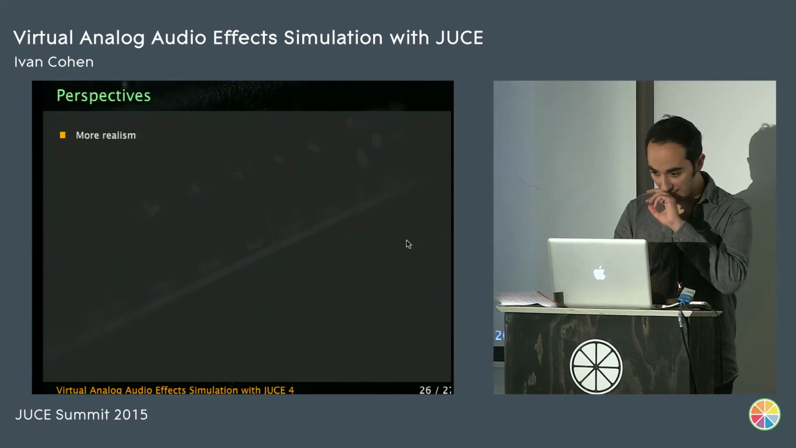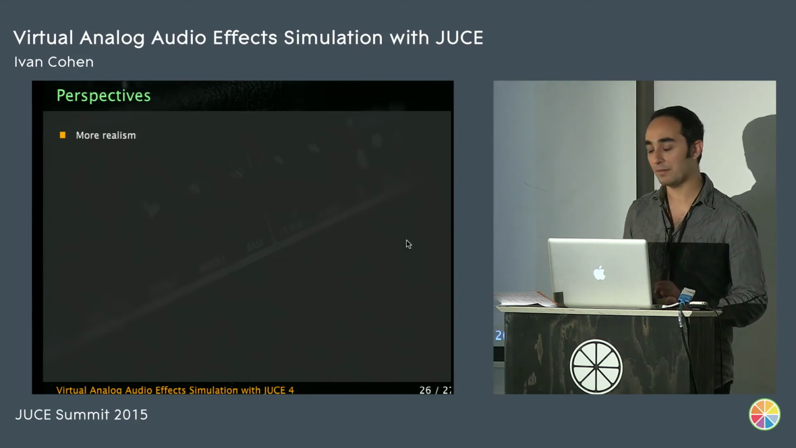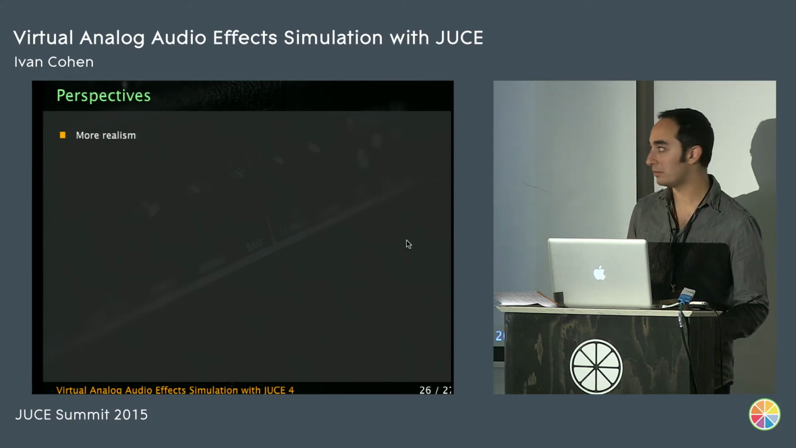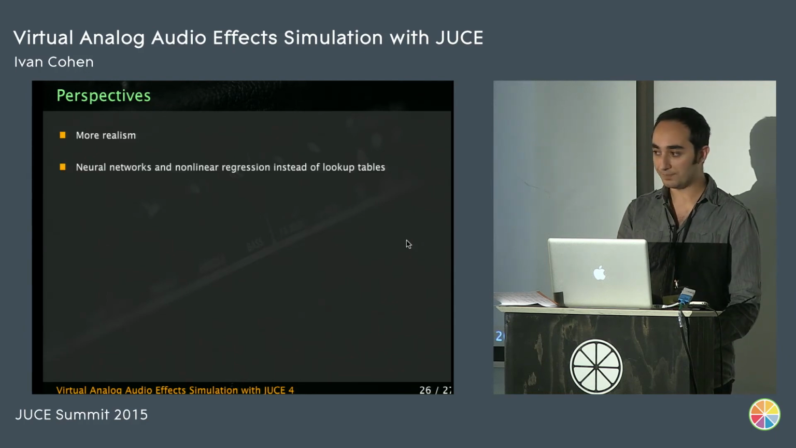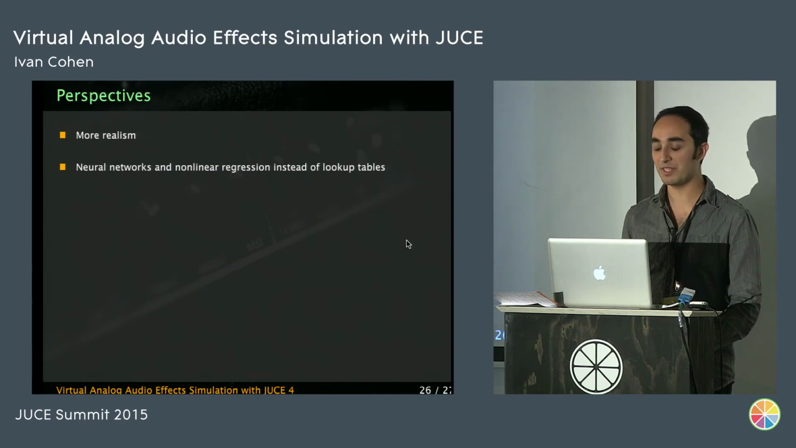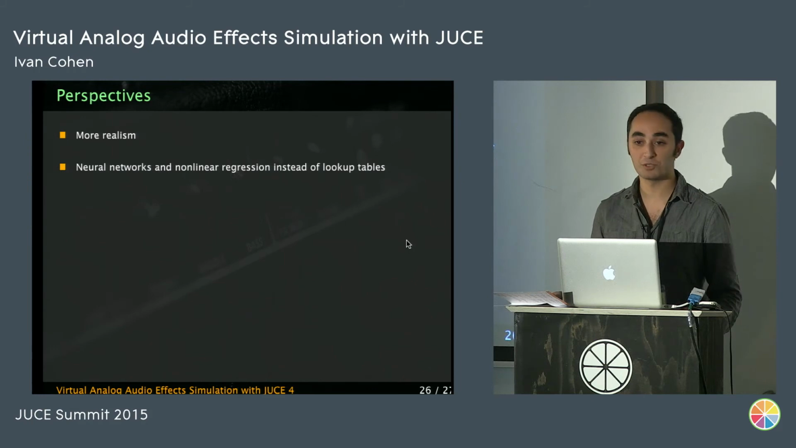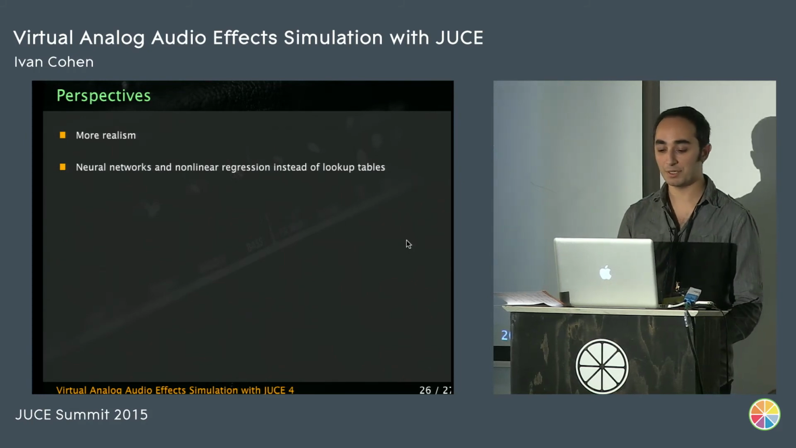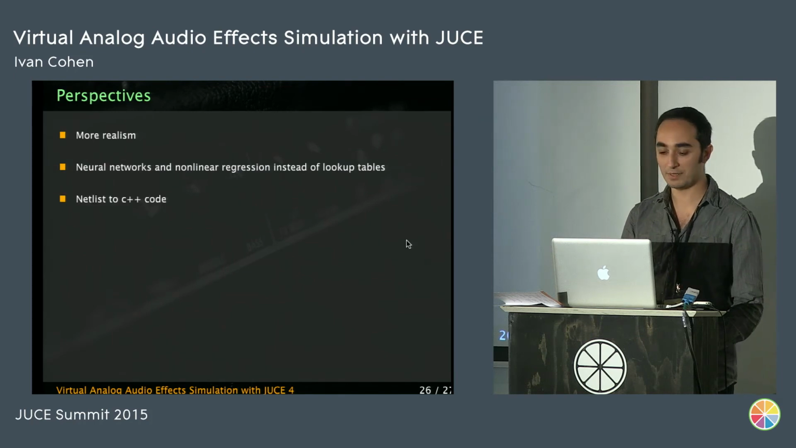I just want to say that there are a lot of things going on right now in this area in the scientific domain. Some people are still trying to get more realism from their simulation. And we have a lot of new techniques to replace the lookup tables also, to reduce the CPU consumption of the software using neural networks and nonlinear regression, which are very interesting.